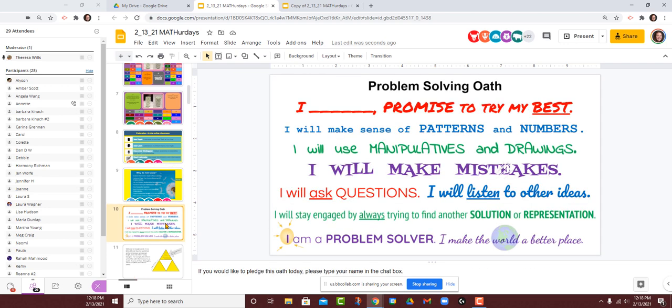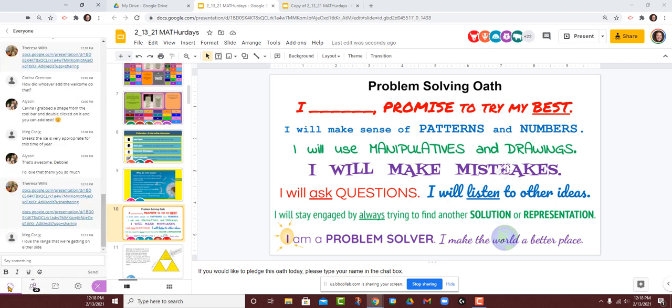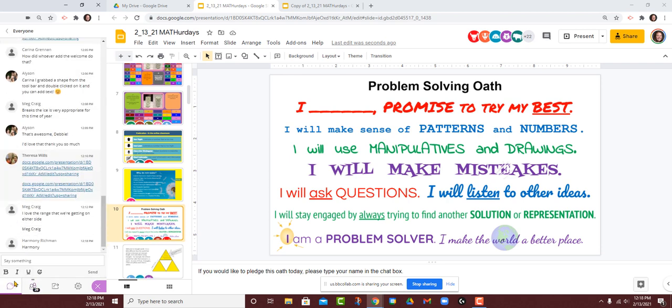So let's see who is ready. I have a problem-solving oath on slide 10. Read it to yourself, insert your name at the blank. And if you would like to make this pledge today, you're going to type your name in the chat box. That's how you can be responsible for it.